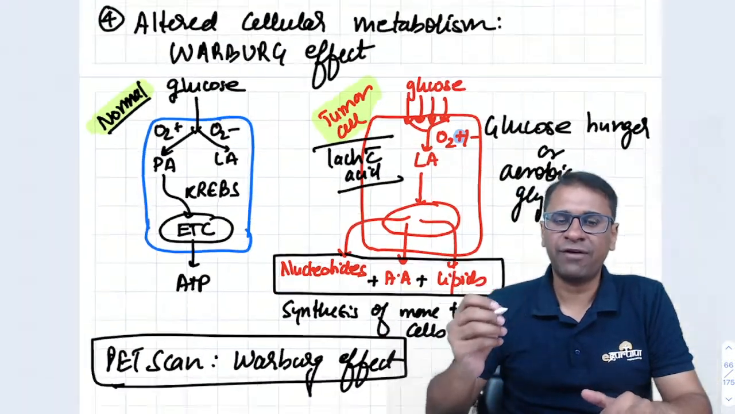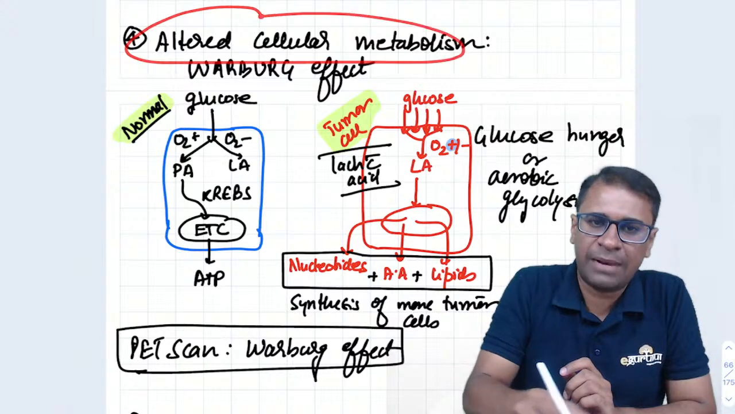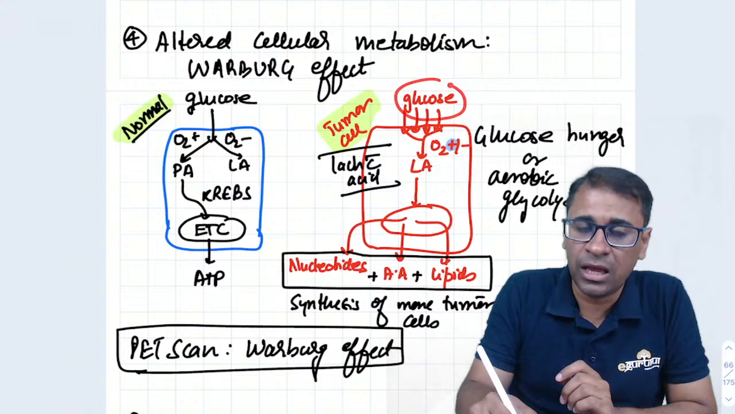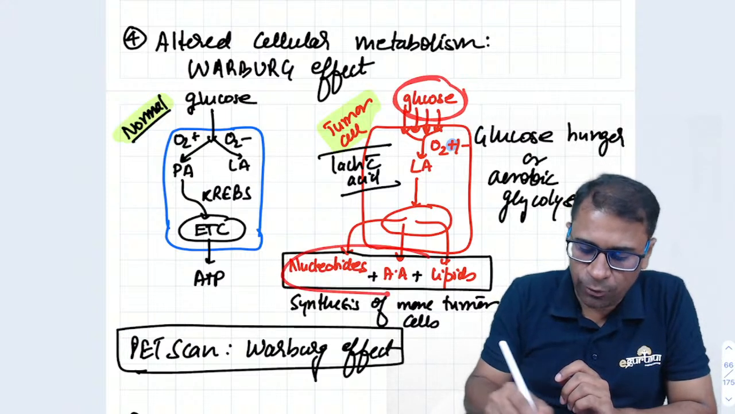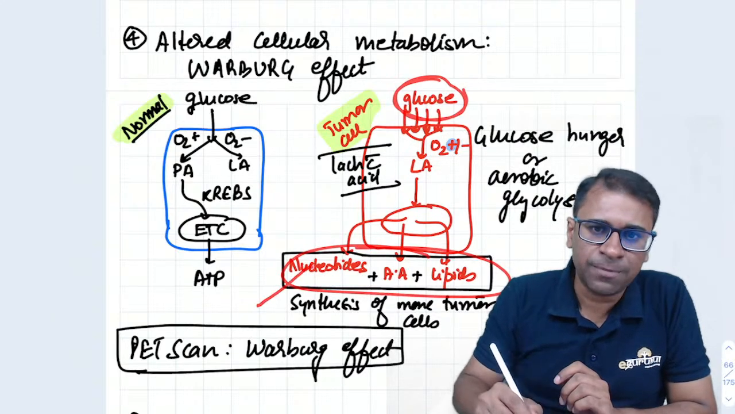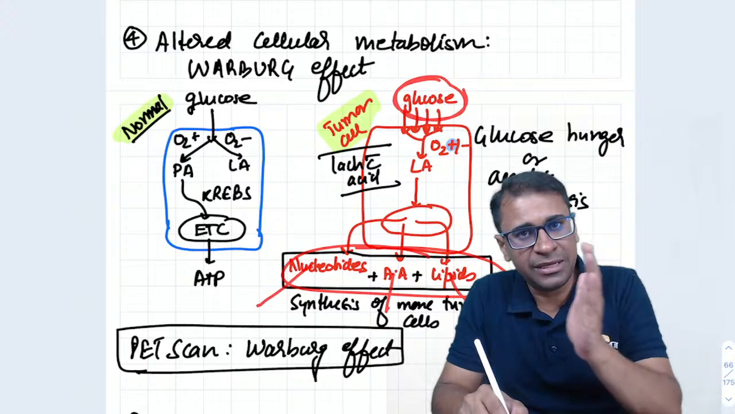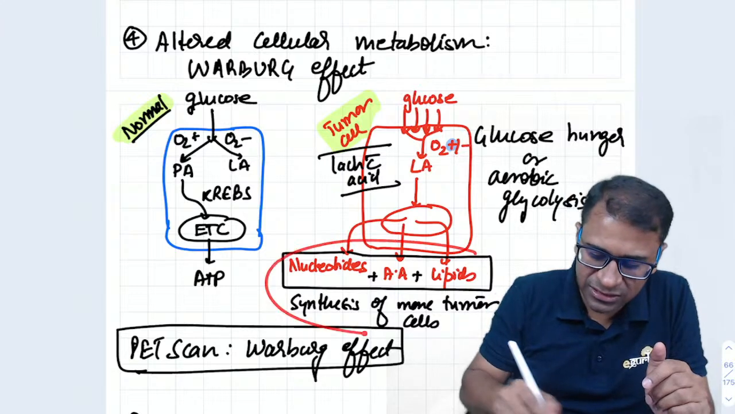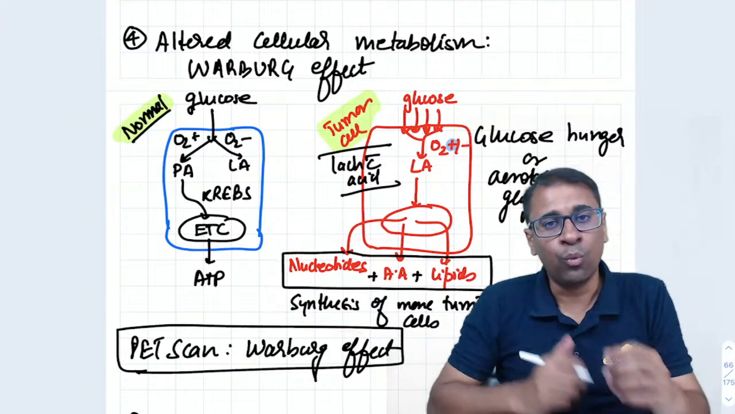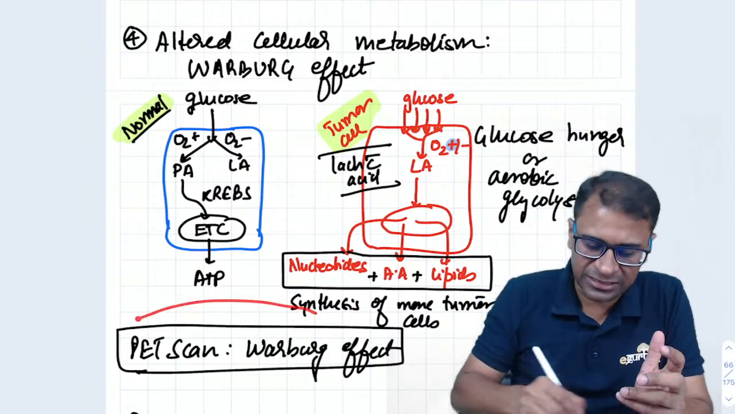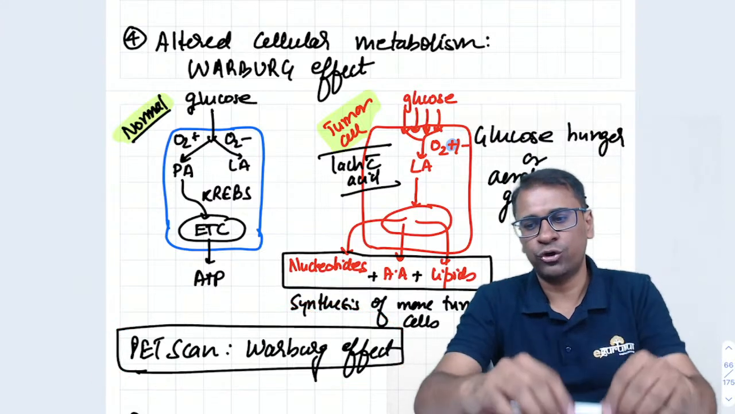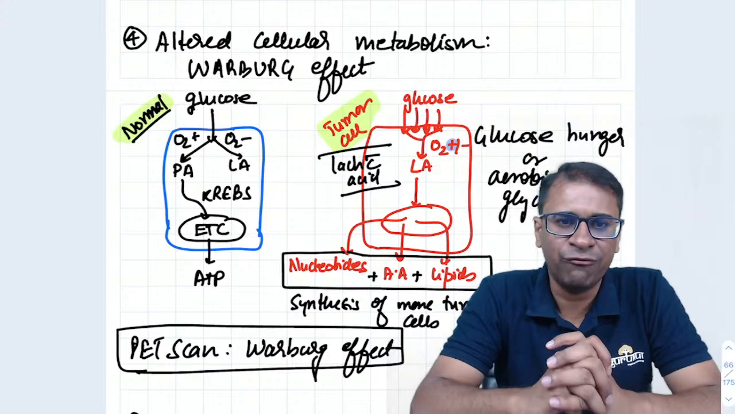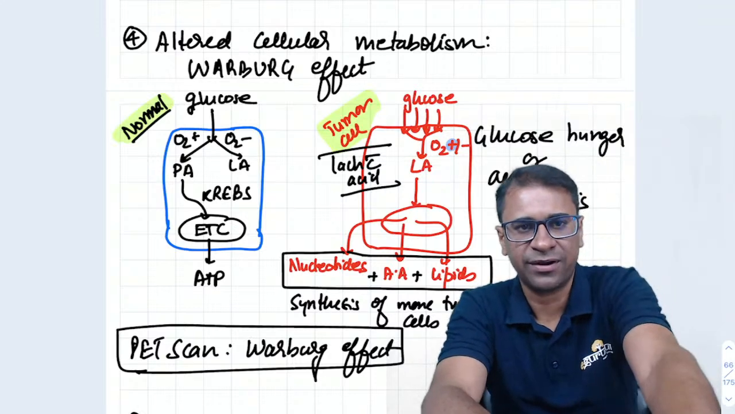So basically, the Warburg effect is an altered cell metabolism, that is, to use glucose not to make ATP only, but to make the intermediate products for more tumor cells, for example, nucleotides, amino acids, and lipids. And this helps in synthesis of more and more tumor cells. One of the applied importance of the Warburg effect is PET scanning, called positron emission tomography scanning. This is about the Warburg effect.